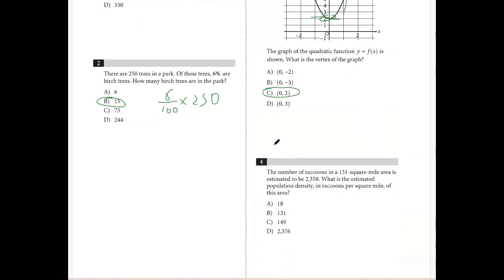The number of raccoons in 131 square mile area is estimated to be 2,358. What is the estimated population density in raccoons per square mile of this area? All you gotta do is, since the unit is raccoons per square mile, we have 2,358 raccoons, and we gotta divide this by 131. So A is correct because 2,358 divided by 131 is 18.